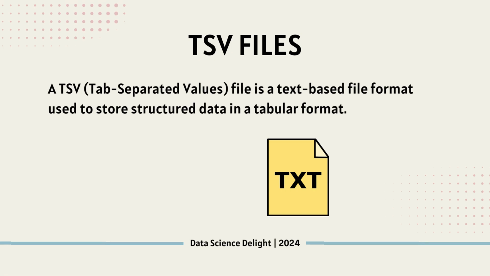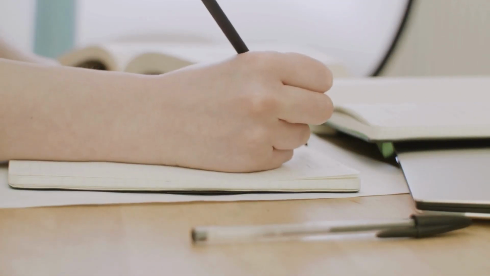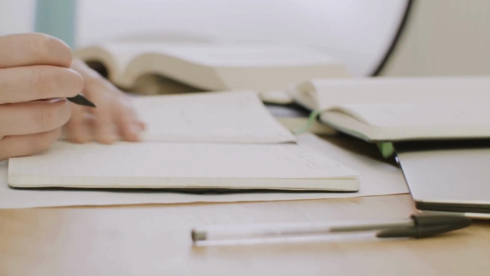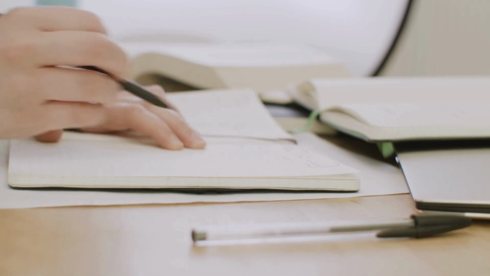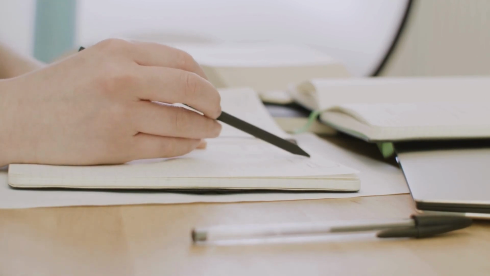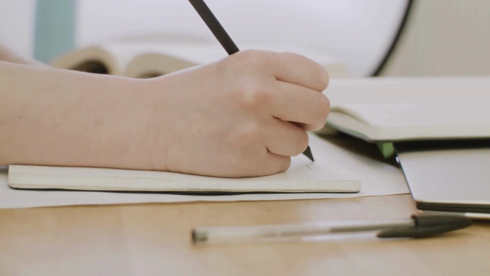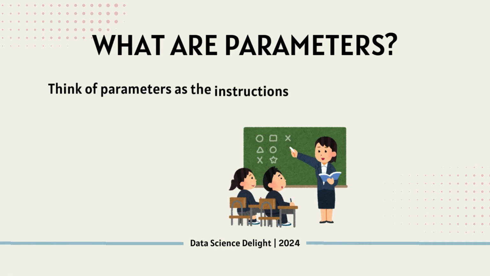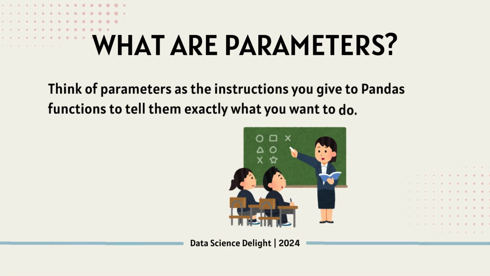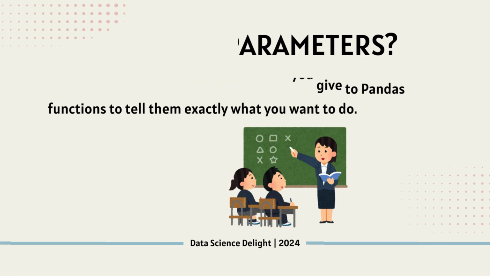separated by tabs. Since we will be using Pandas parameters to transform comma or tab separated values into a nicely formatted data frame, we must understand what parameters are. Think of parameters as the instructions you give to Pandas functions to tell them exactly what you want to do.